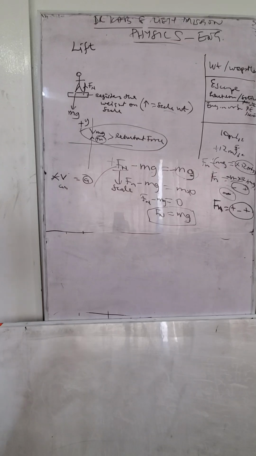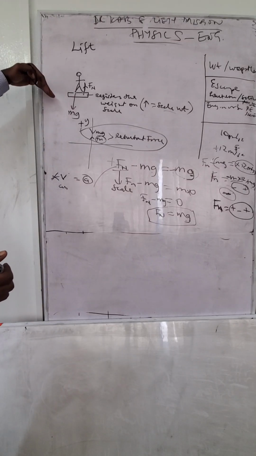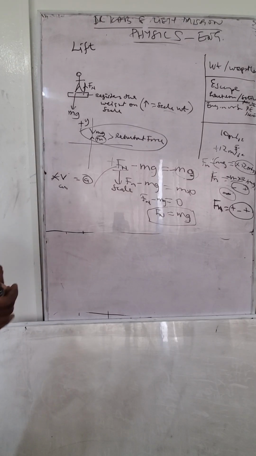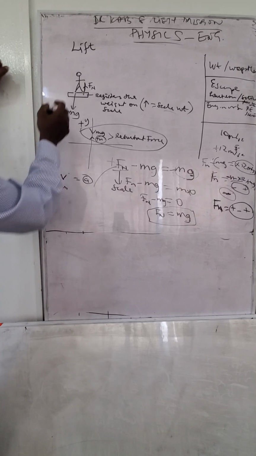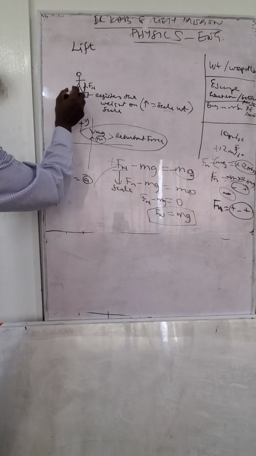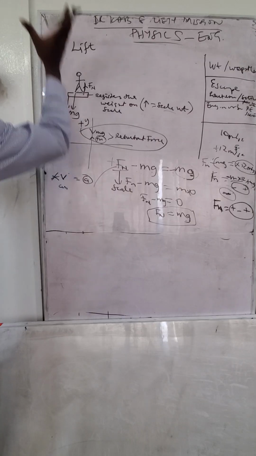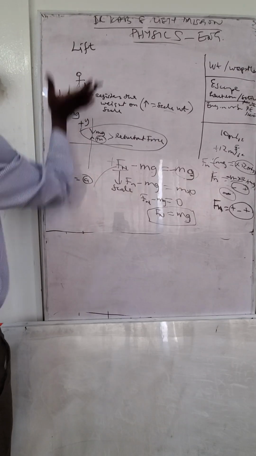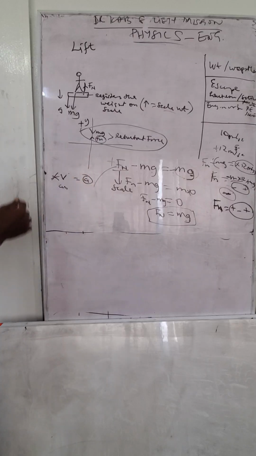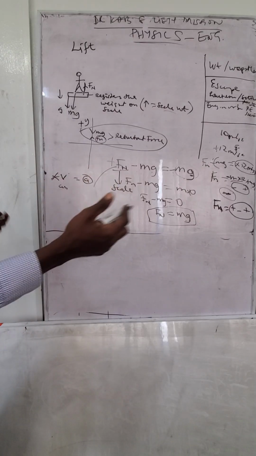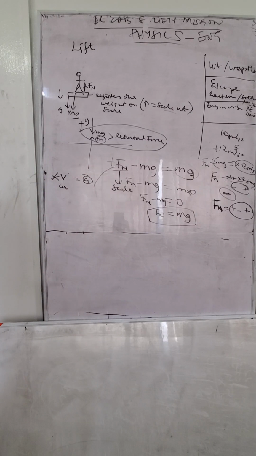So if the lift is moving downwards with the acceleration due to gravity, it's more or less like saying that as the lift is going down with g, you're also coming down with g. So there's no normal force against your feet. So you feel what, 0, or you feel weightless. So that is the principle for this one.